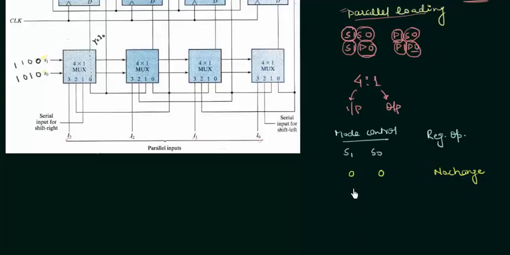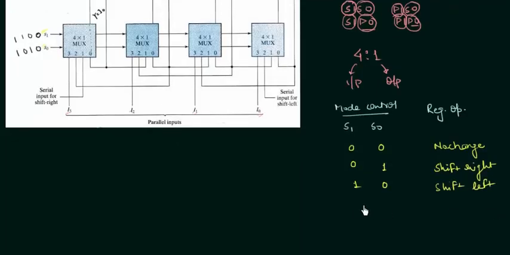And when S1 is 0 and S0 is 1, we have the shift right mode. When S1 is 1 and S0 is 0, we have shift left mode, and when both of them are 1, we have the parallel loading. So this is the table that will summarize the mode of operation for this circuit depending upon the values of the selector variables of these multiplexers.